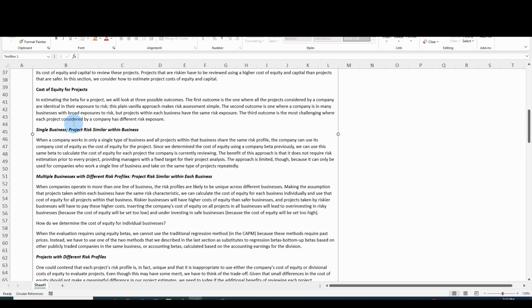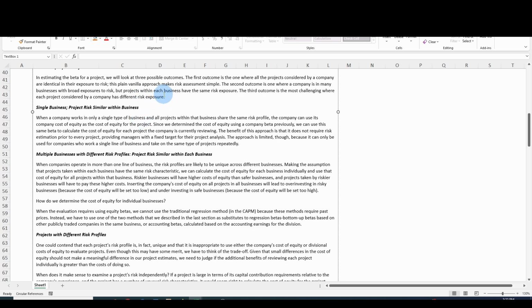Cost of equity for projects and estimating the beta for a project: we will look at three possible outcomes. The first outcome is the one where all the projects considered by a company are identical in their exposure to risk. This plain vanilla approach makes risk assessment simple. The second outcome is one where a company is in many businesses with broad exposure to risk, but projects within each business have the same risk exposure. The third outcome is the most challenging, where each project considered by a company has different risk exposure.